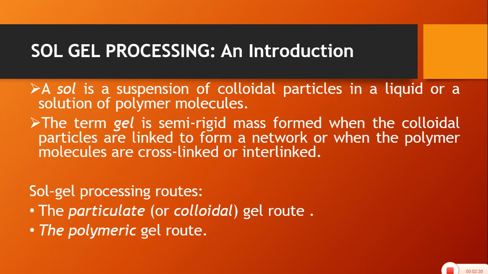Two different sol gel processing routes are commonly distinguished. The particulate or colloidal gel route, in which the sol consists of dense colloidal particles having a size ranging from 1 to 1000 nanometers, and the polymeric gel route, in which the sol consists of polymer chains that have no dense particles, and the size is around 1 nanometer. But in many cases, when the particle size approaches the lower limit of the colloidal size range, it is very difficult to distinguish whether it is a particulate gel or a polymeric gel. So the distinction between the particulate and the polymeric system becomes unclear.